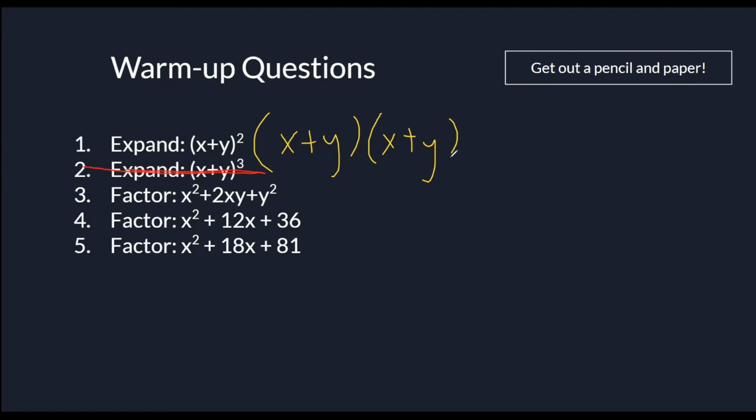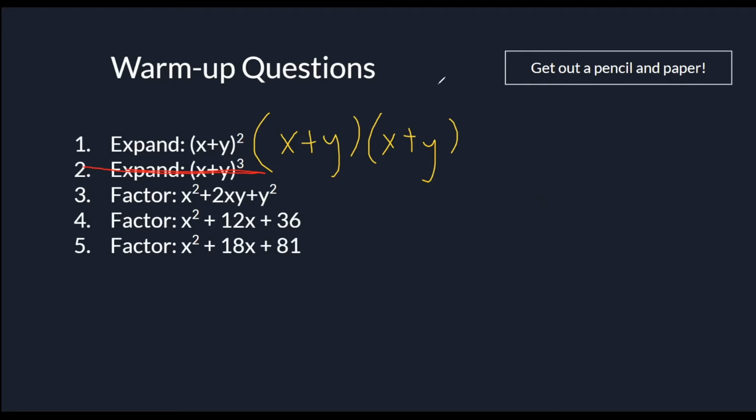If you guys got it, the answer is x cubed plus 3x squared y plus 3y squared x plus y cubed. Okay, so if you guys got it, good job. But let me show you guys number 1 first, okay? We'll skip number 2 though.